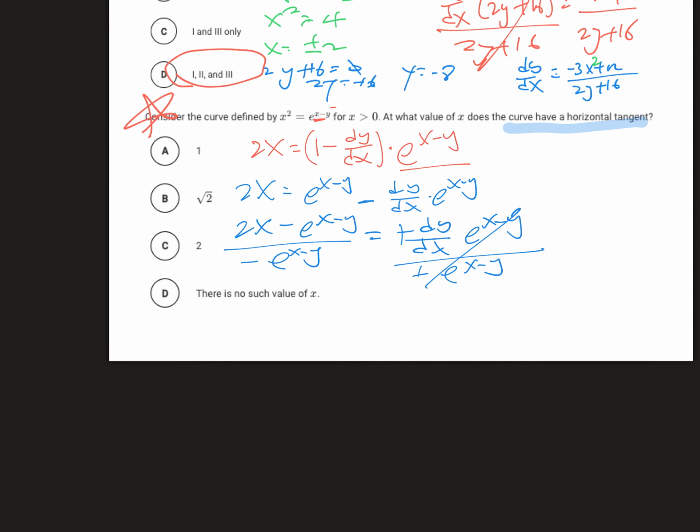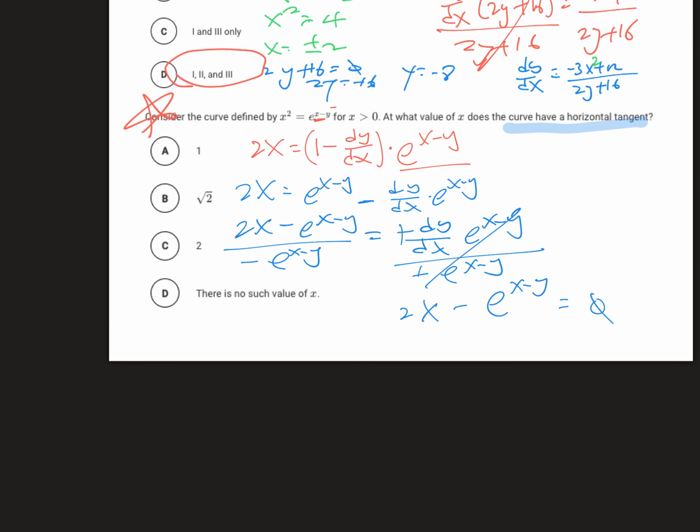So now, to go back to the original idea, right? Don't get caught up in all this solving and work. We're looking for when a curve has a horizontal tangent. A horizontal tangent happens when our derivative is equal to 0. This is our derivative. And when does the derivative equal 0? When the numerator equals 0. So let's make that happen. So we can just simply take our numerator, 2x minus e to the x minus y, equal to 0.